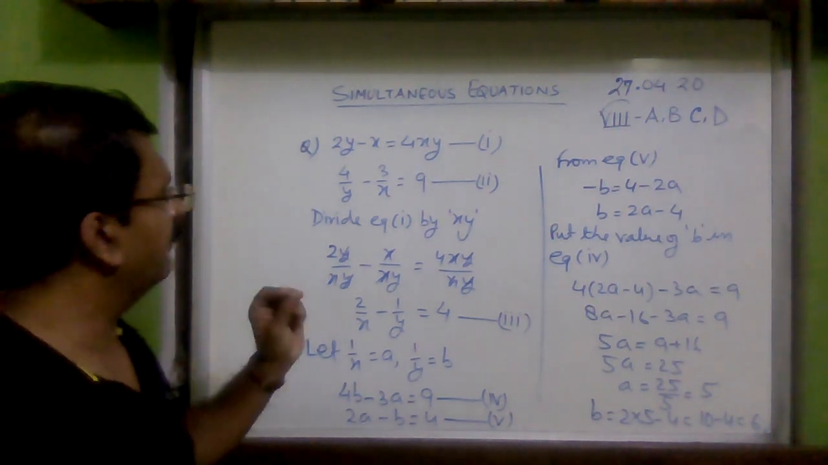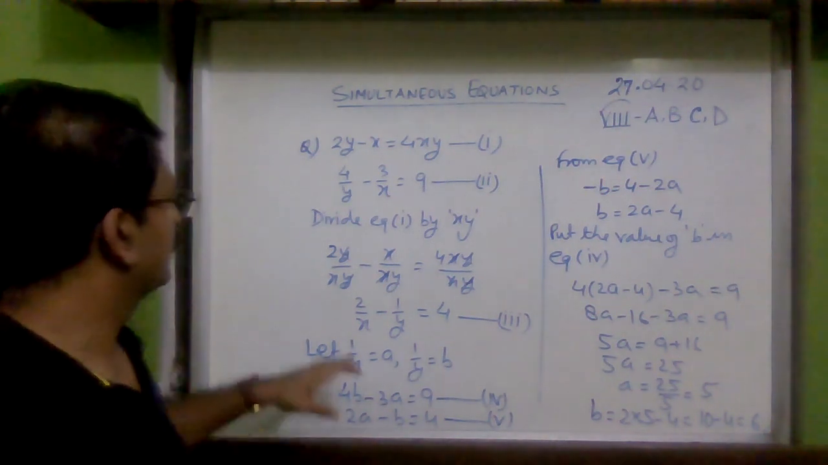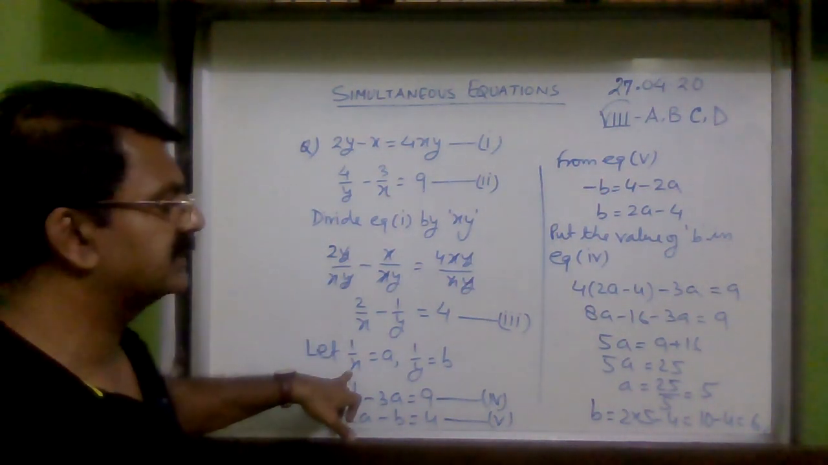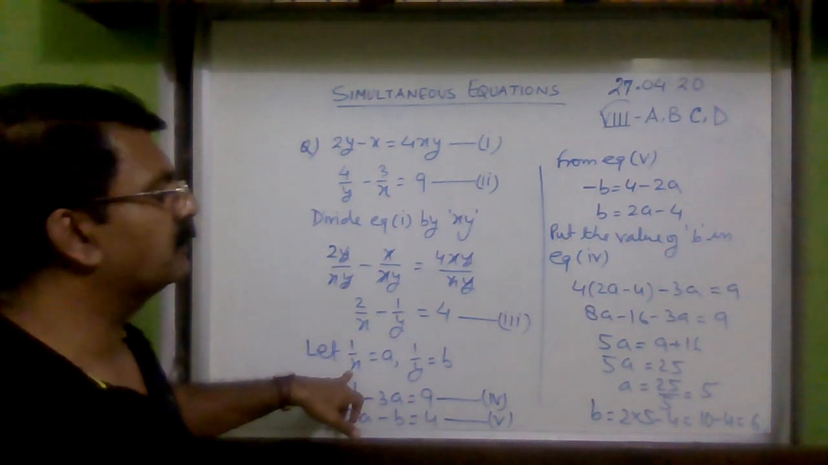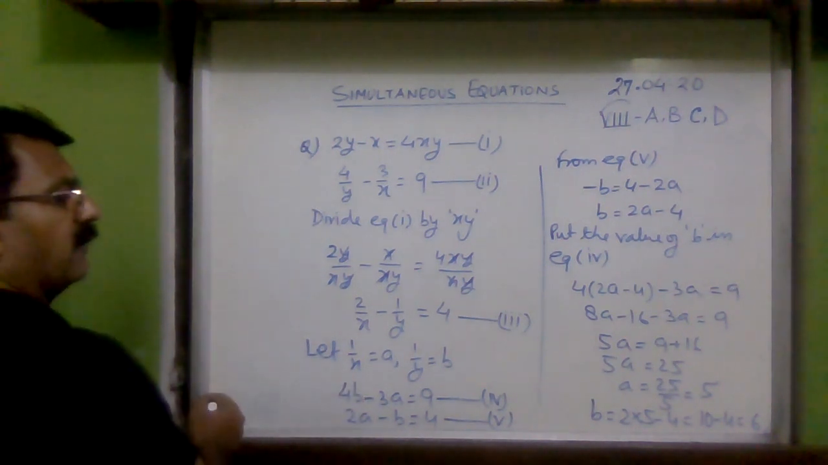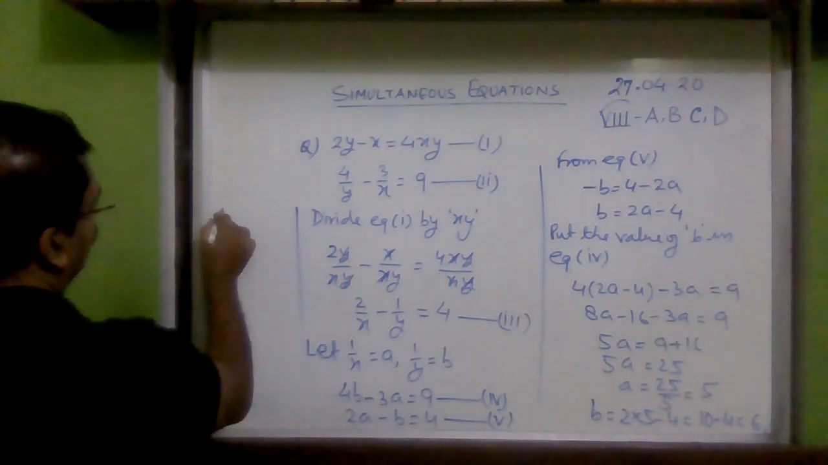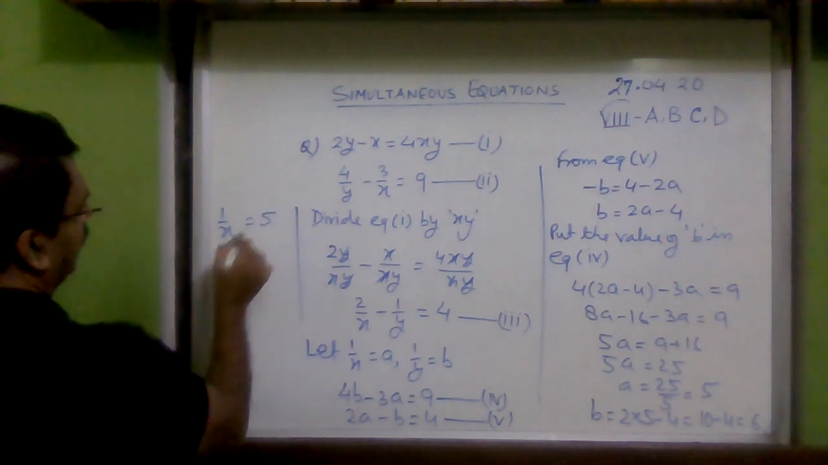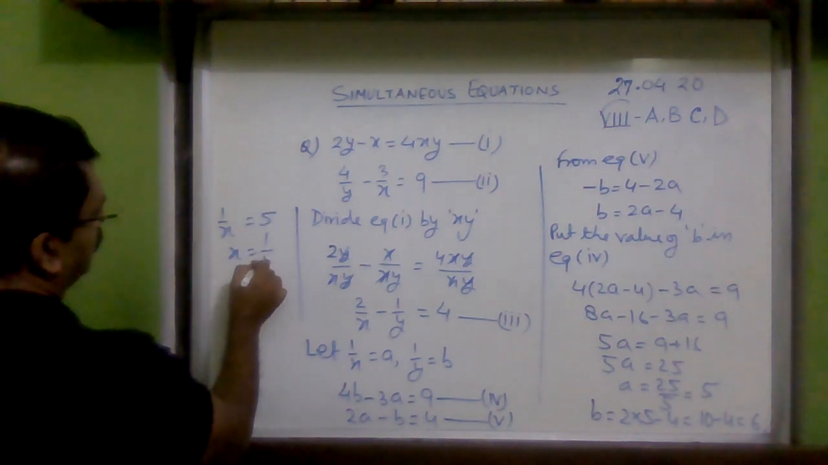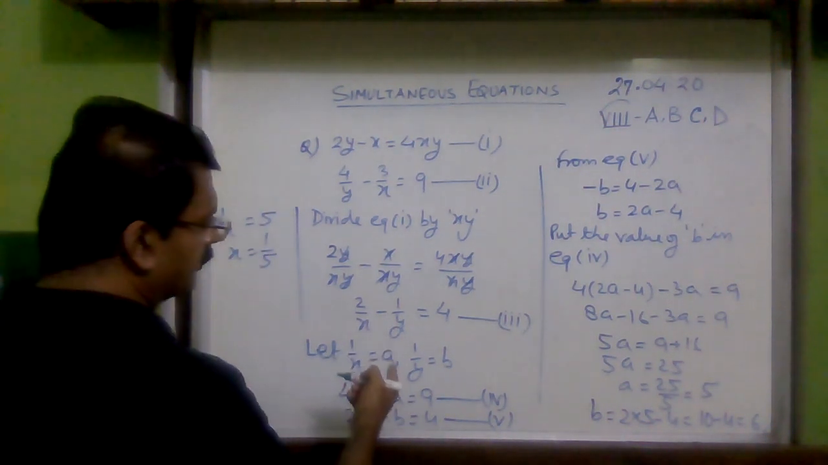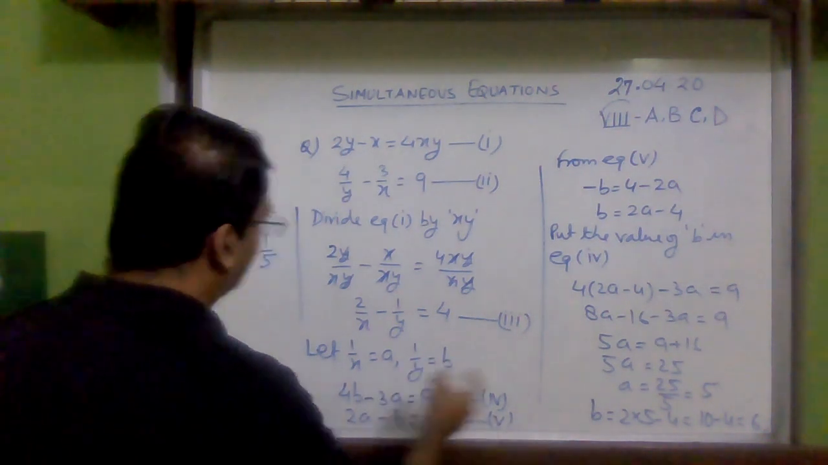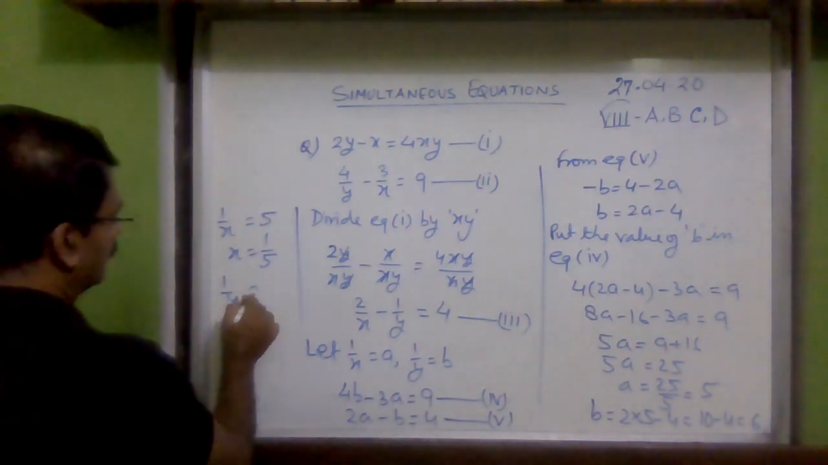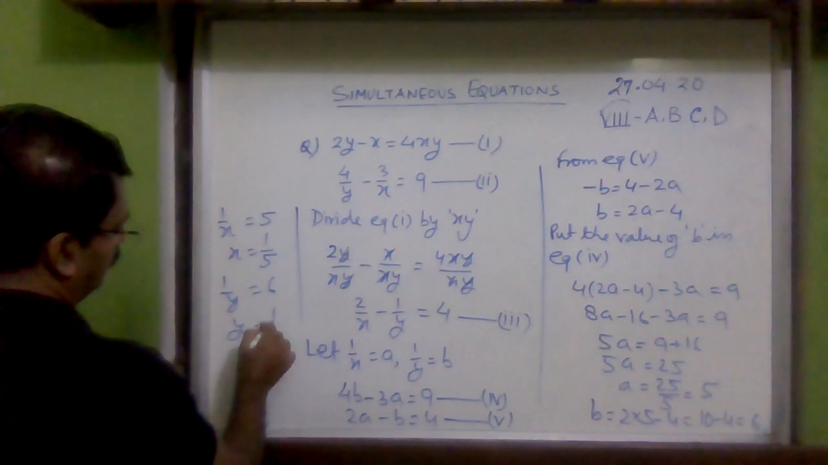But we have to find the value of x and y. So we have assumed that 1 upon x is equal to a. That means 1 upon x will be equal to 5. So x will be equal to 1 upon 5. Similarly, we have assumed that 1 upon y is b. That means 1 upon y is equal to 6. So y is equal to 1 by 6.